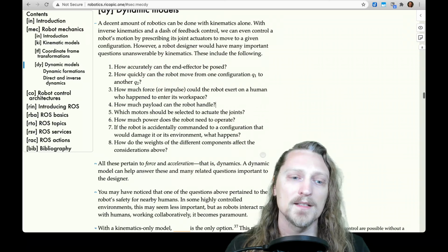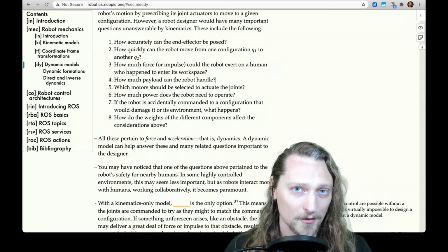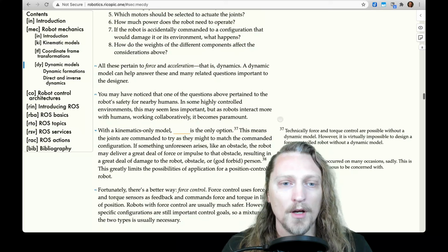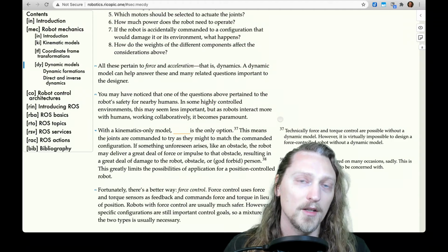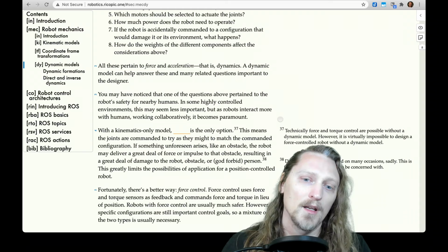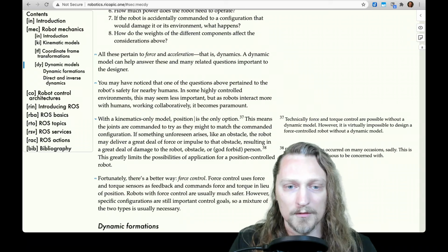All these pertain to force and acceleration, that is, dynamics. A dynamic model can help answer these and many related questions important to the designer. You may have noticed that one of the questions above pertained to the robot's safety for nearby humans. In some highly controlled environments, this may seem less important, but as robots interact more with humans working collaboratively, it becomes paramount. With a kinematics-only model, position control is the only option.